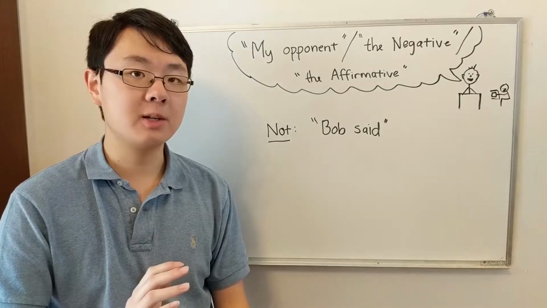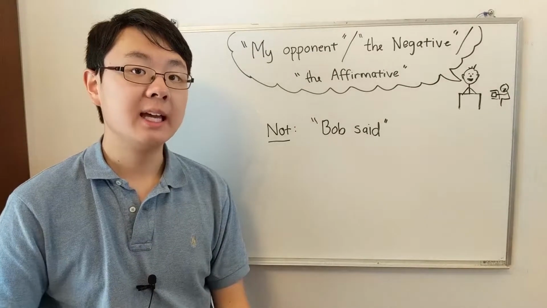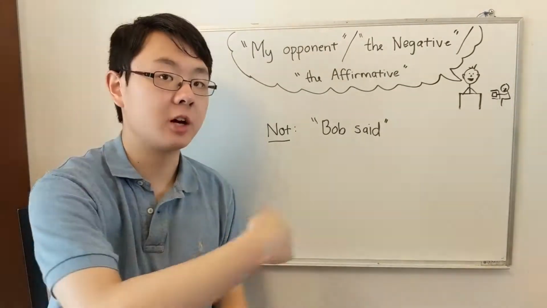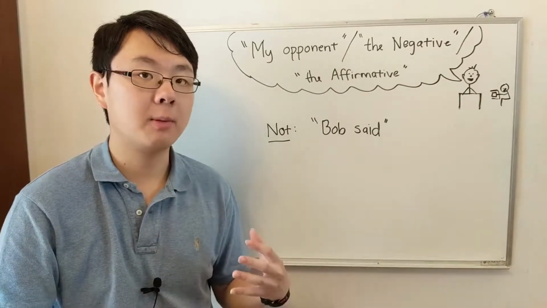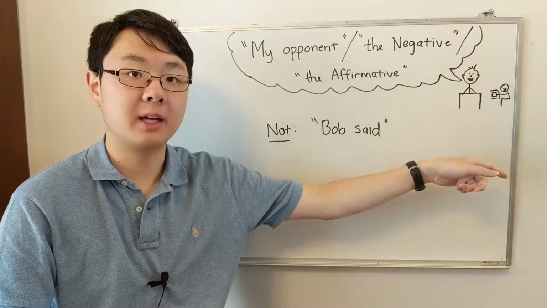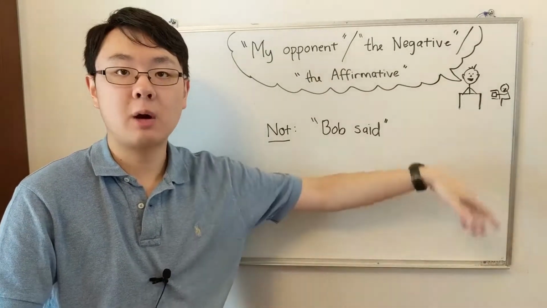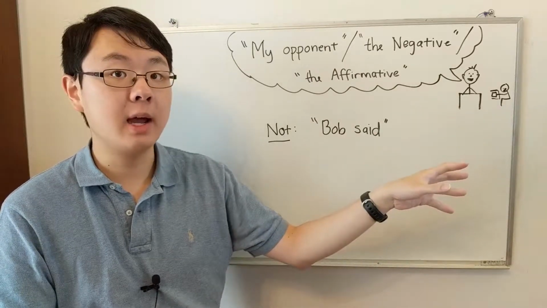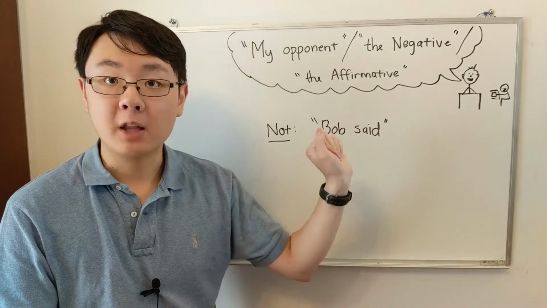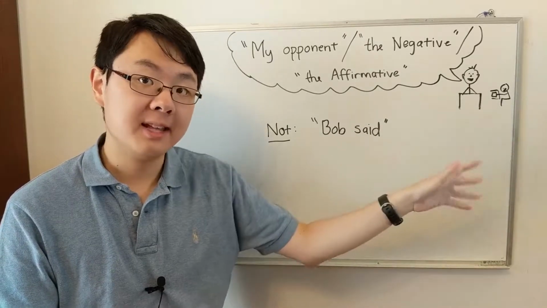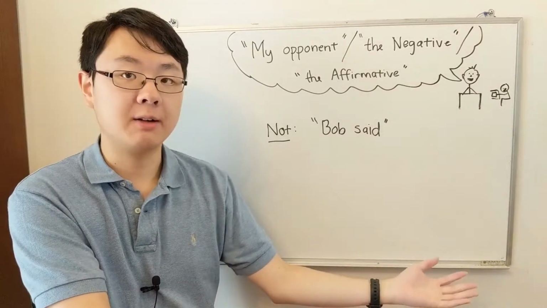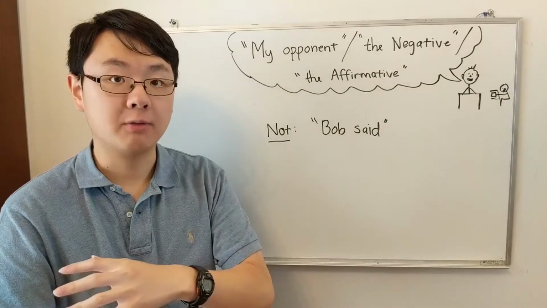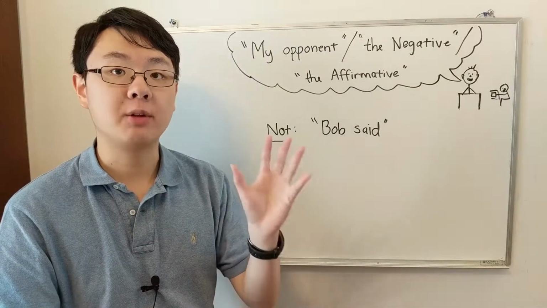All right, another thing which is specific to LD debate is that oftentimes you're going to have to reference your opponent. If I'm the affirmative and the negative said something, I'll have to say, well, the negative brought up this argument, and my response is... When you're referring to your opponent that way, always call him either my opponent or the negative if you're affirmative, or if you're negative, you would call your opponent the affirmative. Don't actually reference the person's name.